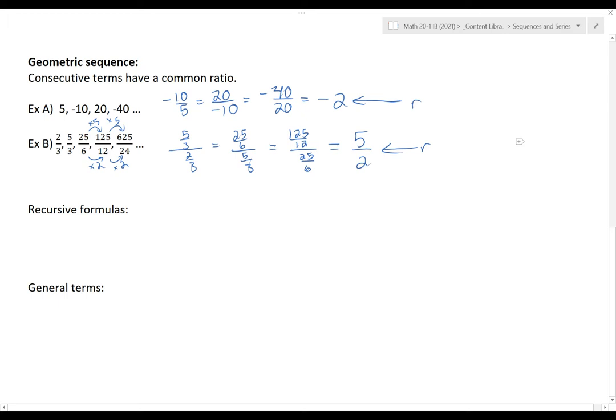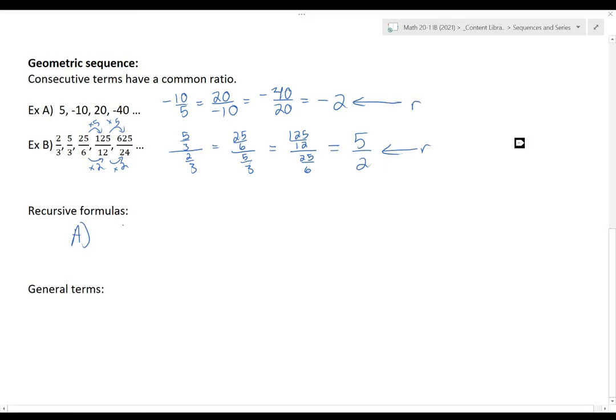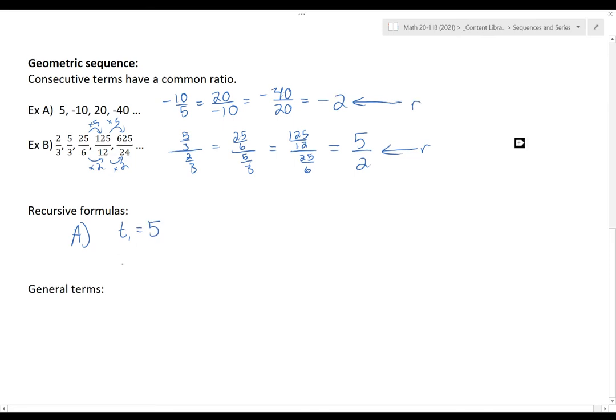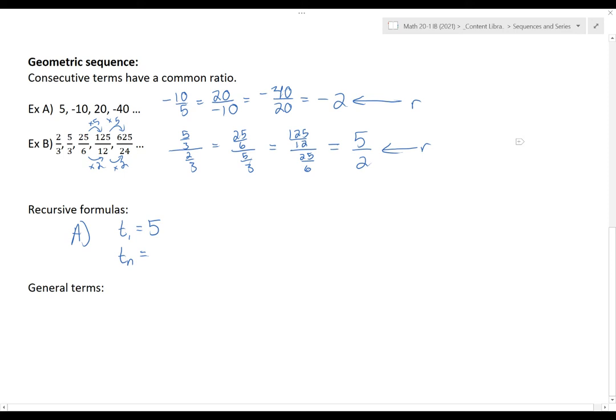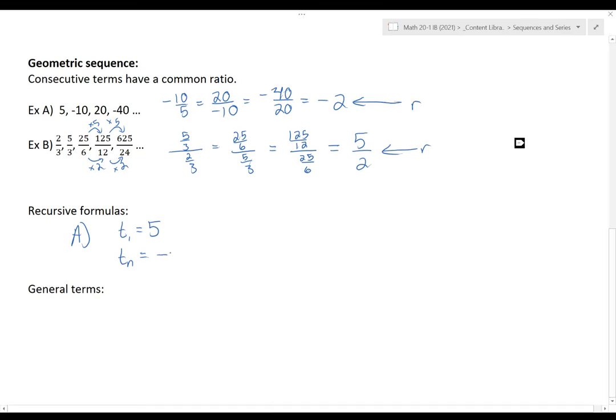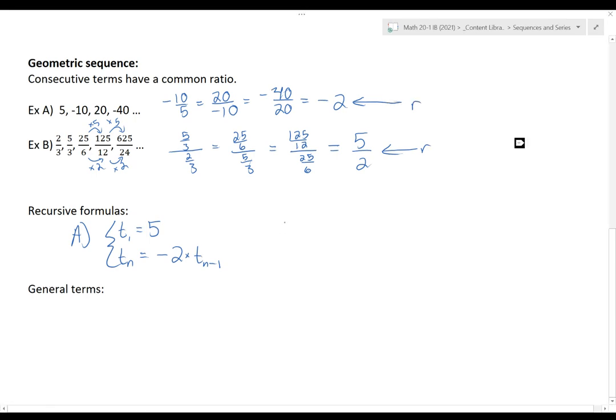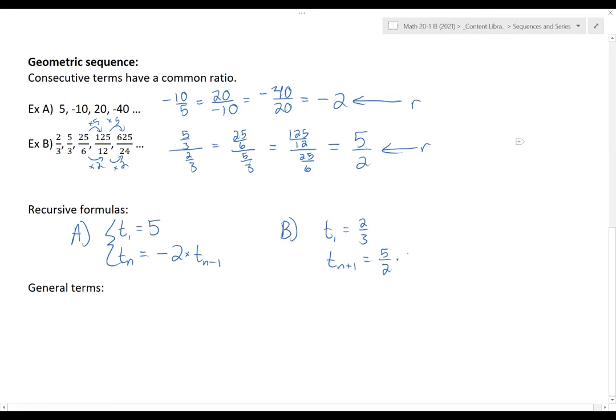Like with arithmetic sequences, we can define geometric sequences either recursively or with a general term. The recursive formula, again, requires me to define the first term. In example A, the first term is 1, and then it tells me how I calculate a term from a preceding term. In this case, Tn would be negative 2 times Tn minus 1. Both of those parts are necessary for a recursive definition. If I just have the second part, I don't know where to start the sequence, so it's not yet fully defined. And for B, T1 would be 2/3, and Tn plus 1 would be 5/2 times Tn. So there's the recursive formula.